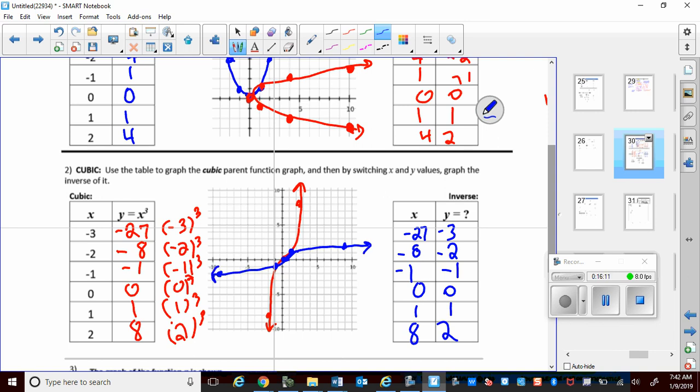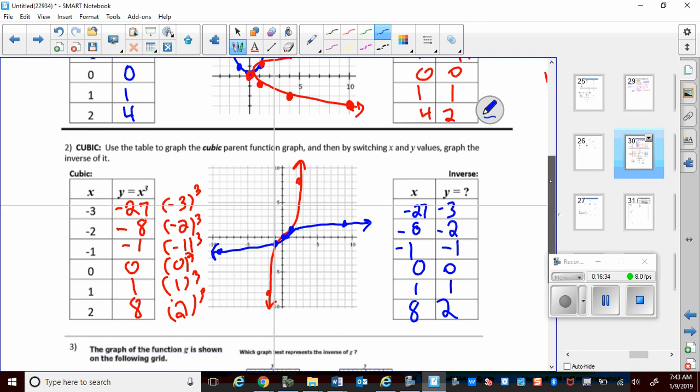So for cubics, they're rotating about 90 degrees, and quadratics rotating 90 degrees. So rotate 90. Yeah. Sorry, 270. They rotate 270 degrees.